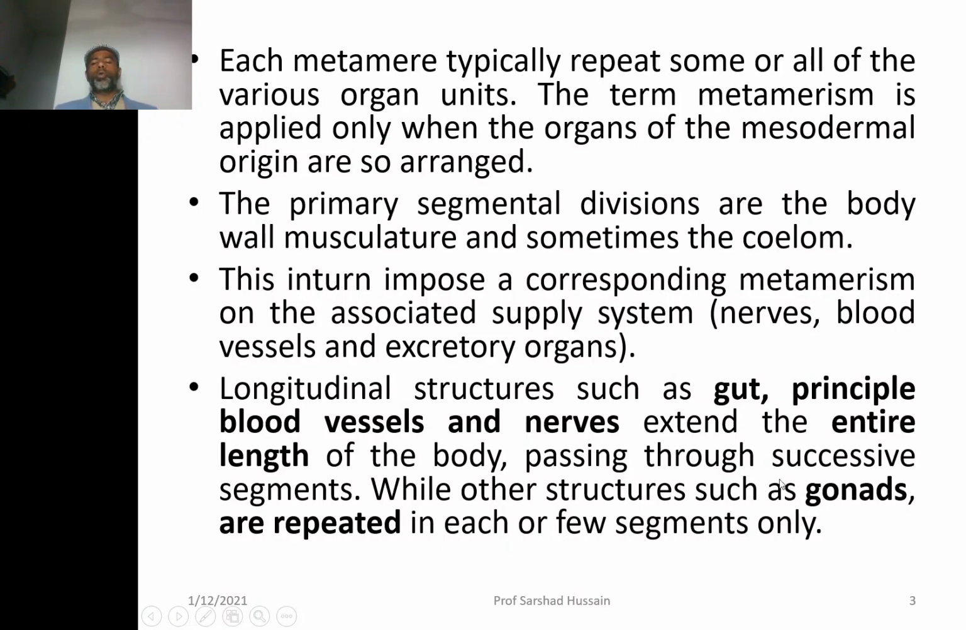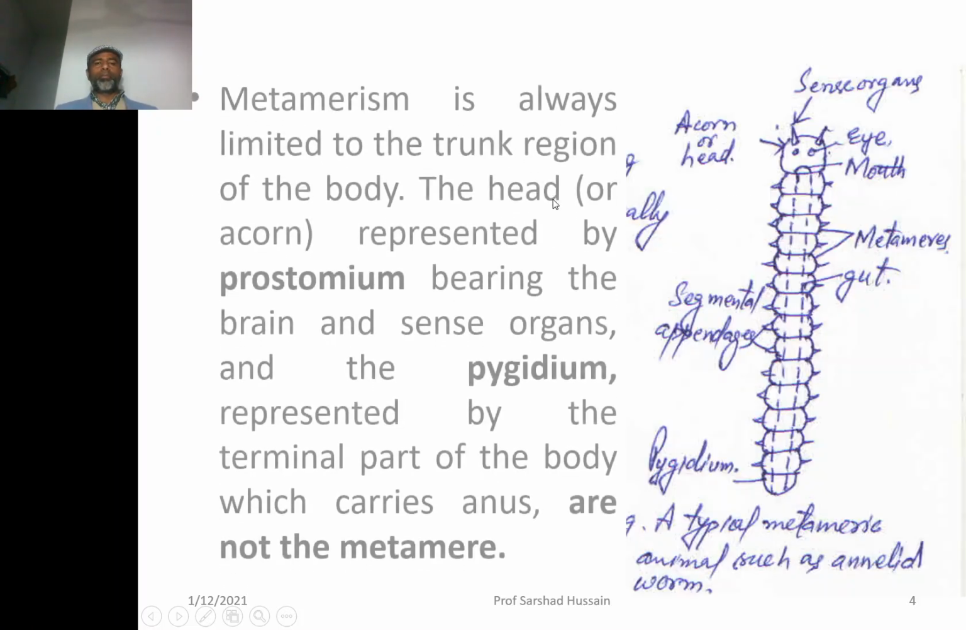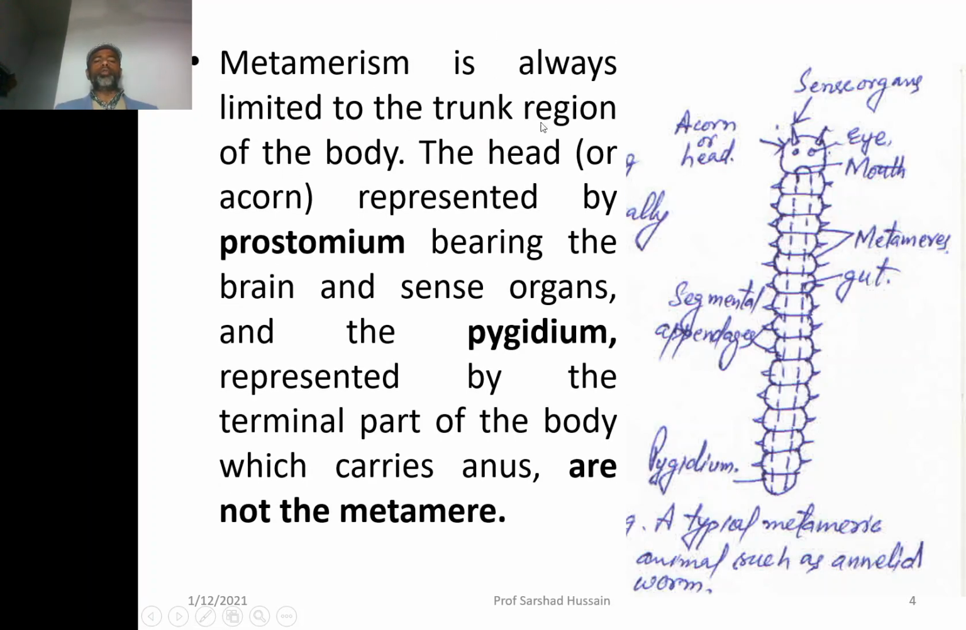In addition to this, gonads may also be repeated. They may be repeated in a few segments, may not be present in all the segments, but they are repeated. So in metamerically segmented animals, some organs are repeated in every segment, and some may not be. Metamerism is always limited to the trunk region of the body. As you can see, this is a typical annelid shown here. The anteriormost segment, which bears the mouth, is called the prostomium, and the posteriormost segment is called the pygidium. They are not true segments, so the body present between them is the trunk region, and the metameres are always present in the trunk region.